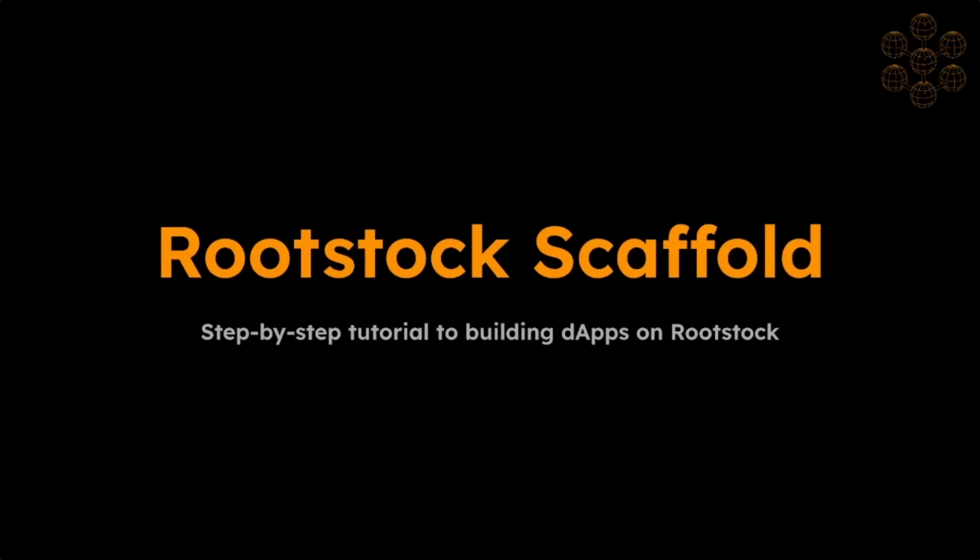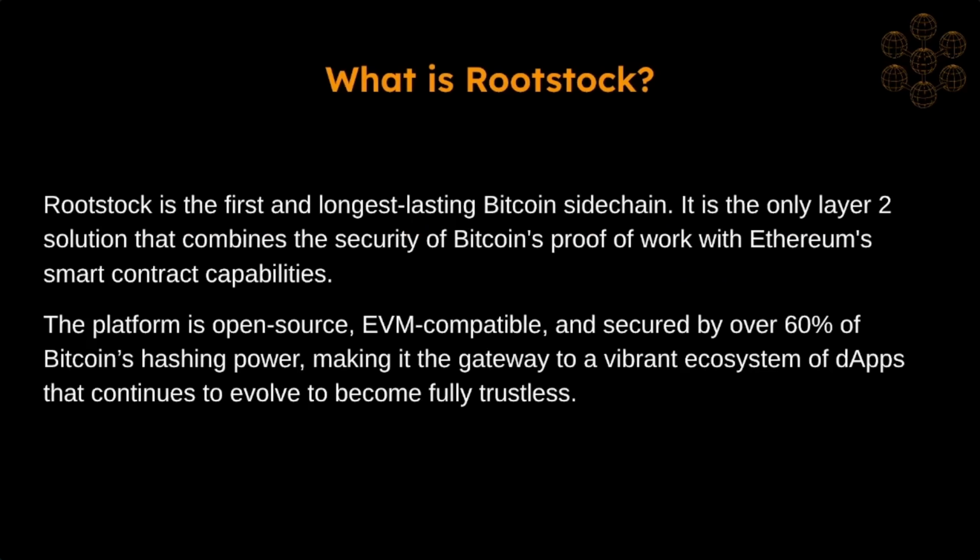First, let's understand what Rootstock and Scaffold are. Rootstock is the first and longest lasting Bitcoin sidechain. It is the only layer 2 solution that combines the security of Bitcoin's proof of work with Ethereum's smart contracts. The platform is open source, Ethereum compatible, and secured by 60% of Bitcoin's hashing power.